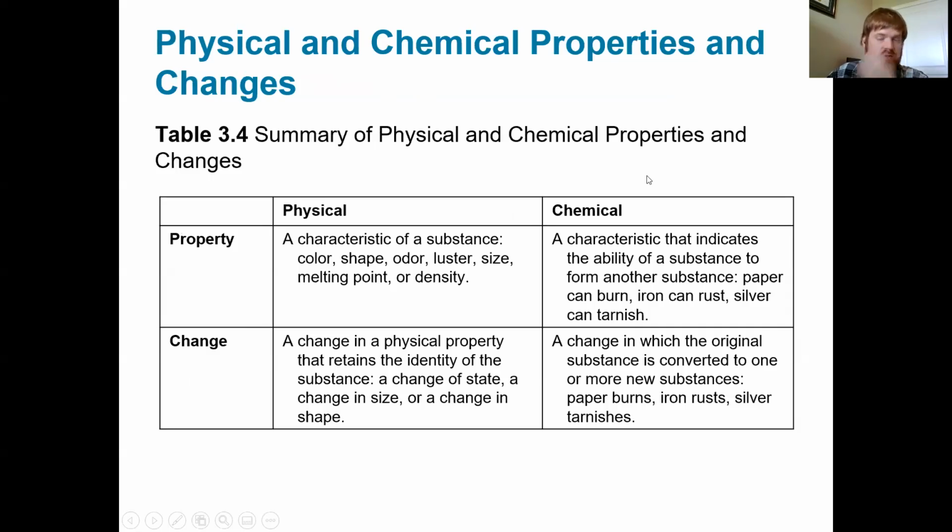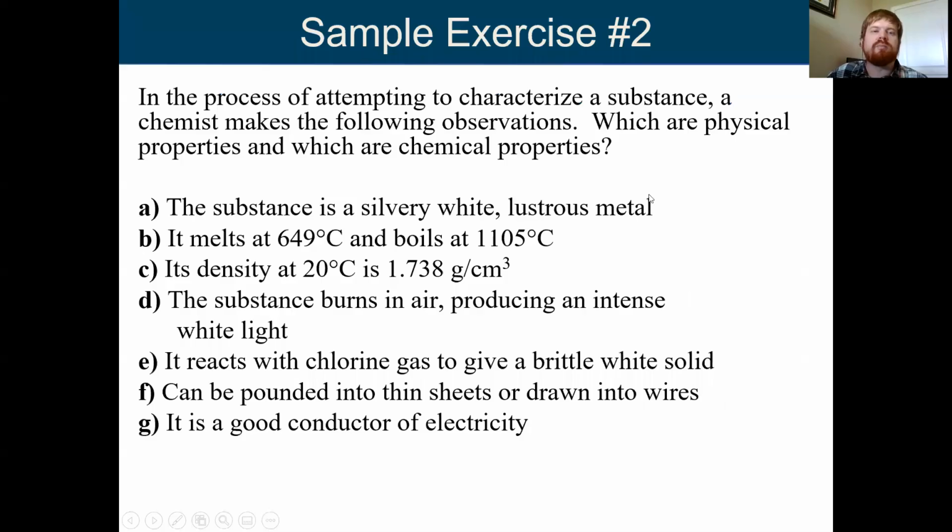Okay, so here's the table just summarizing that. Of course, you can use this in your notes as well. Okay, so here's sample exercise number 2. Let's give it a shot. In the process of attempting to characterize a substance, the chemist makes the following observations, which are physical properties and which are chemical properties. So we're going to go through it step by step. What I want you to do, pause the video, go through A to G, give us the answers, and when you come back, we will take a look at each of them. So go ahead, take a moment.